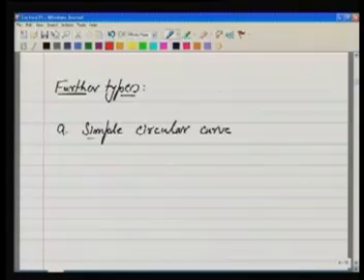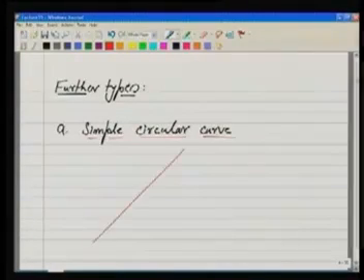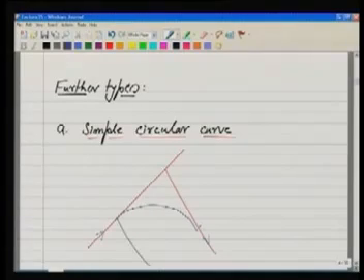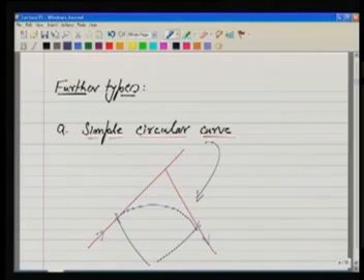The very first one is the simple circular curve. Now what is the meaning of this? The meaning is, in between two tangents, because these are called tangents, the road which is approaching and the road which is leaving, in between we have to change the direction, so we have to provide a curve in between. If this curve is a part of a circle, we say this is a simple circular curve.